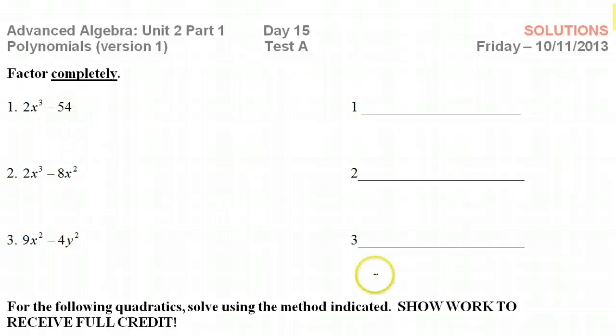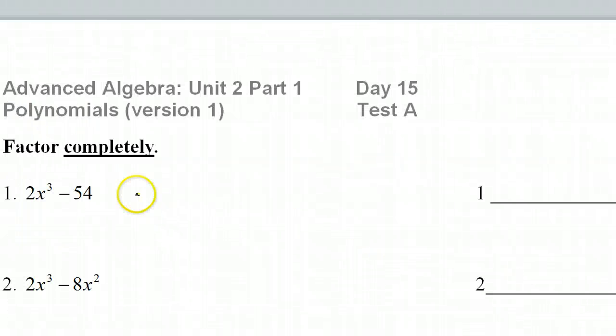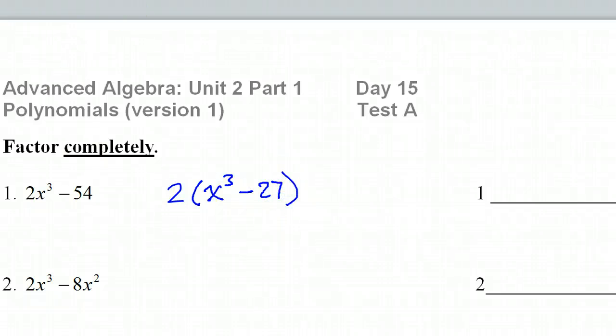The first set we need to factor completely. The first step of factoring is to look for a common factor. I see that both of these are divisible by 2. So if I pull out that 2, I can see what's left. So that's going to leave x to the third power minus 27. Remember, when you pull out a common factor like this, you are dividing. Alright, so those 2's cancel. That gives me x to the third power. 54 divided by 2 is 27.